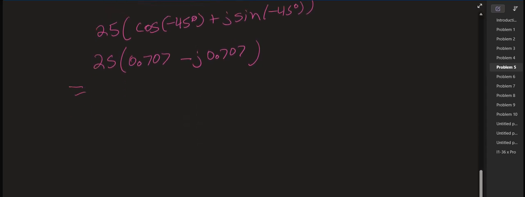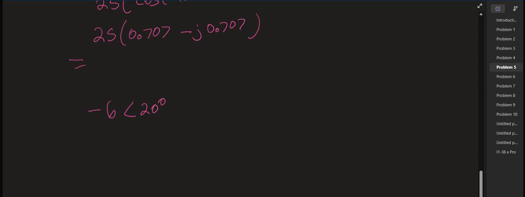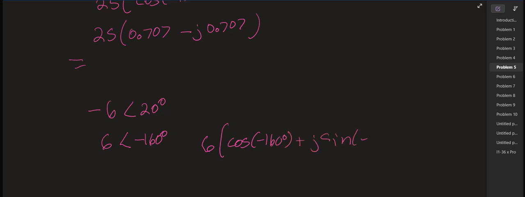But what we were just talking about, what would you do if you had negative 6 angle 20 degrees? Okay, so what you want to think about for that is, are you going to add 180 or are you going to subtract 180? Because that's the way you're going to get rid of that negative sign. And so if I added 180, I'd be over 180. So I subtract 180 and I get 6 angle negative 160 degrees. And then I would have 6 times cosine negative 160 degrees plus J sine negative 160 degrees. And then you just do those. Other questions?